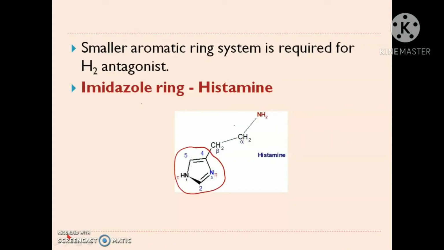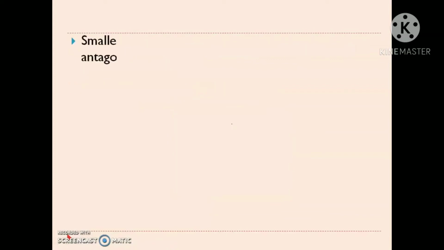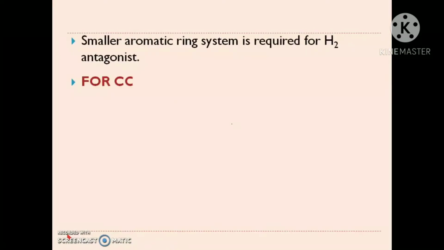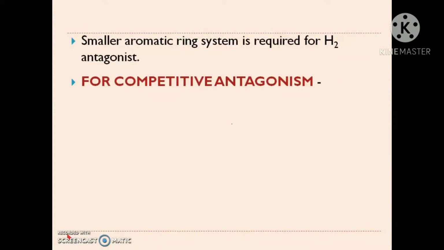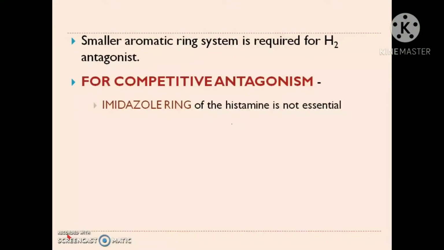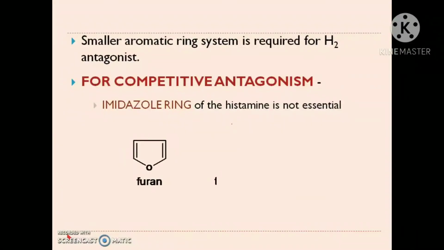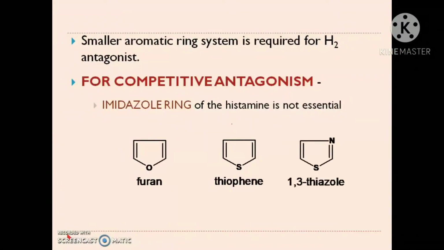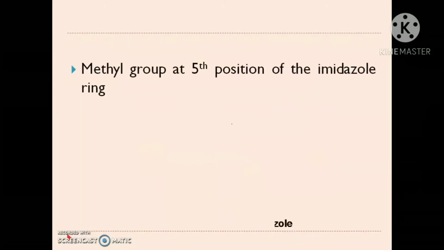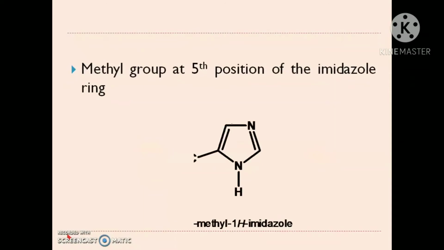Like histamine has an imidazole ring, H2 receptor antagonists also have a small 5-membered ring system: imidazole, furan, pyran, etc. And for competitive antagonism at H2 receptors, the imidazole ring of histamine is not essential. Instead of the imidazole ring, furan, thiophene, 1,3-thiazole, etc. can also be used for bringing about the antagonistic action.